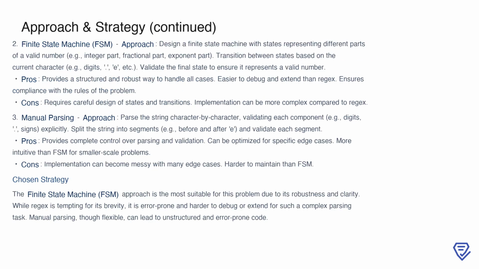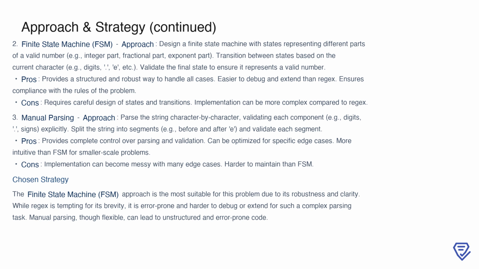Another approach is to use a finite state machine, or FSM. This involves designing a set of states to represent different parts of a valid number, such as the integer part, fractional part, or exponent part. The transitions between these states are determined by the current character being processed, such as digits, a dot, or an e. At the end, we check if the final state represents a valid number. This method is robust and systematic, making it easier to debug and extend compared to regex. However, it requires careful planning to define the states and transitions, and the implementation can become more complex.